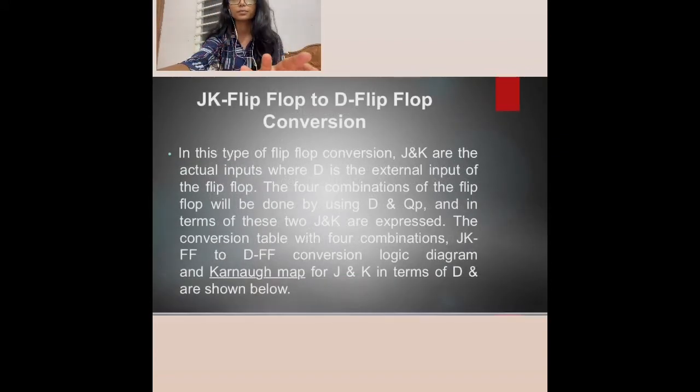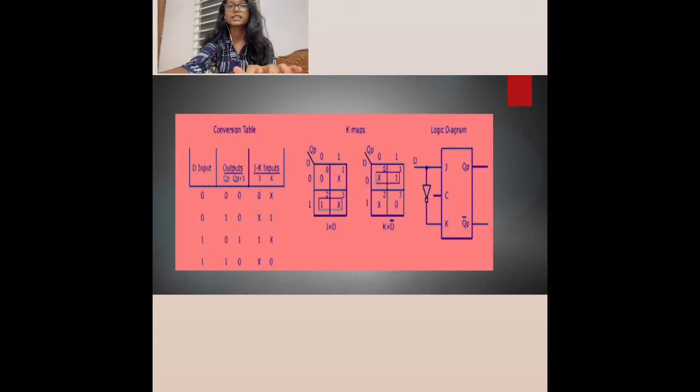are shown below. As usual, we construct a characteristic table using truth table of D and the excitation of J and K flip-flop, and for this the value of J is equal to D, K is equal to complement of D. We get this Boolean expression by solving the K-map, and now we draw a logic diagram to it.